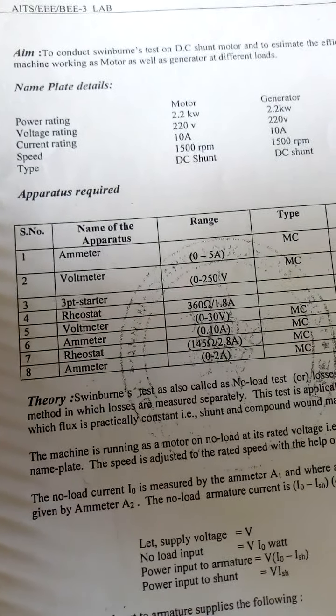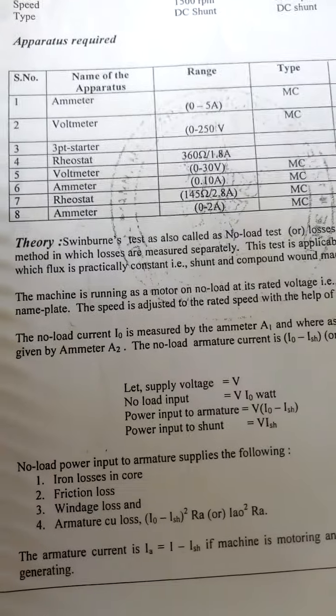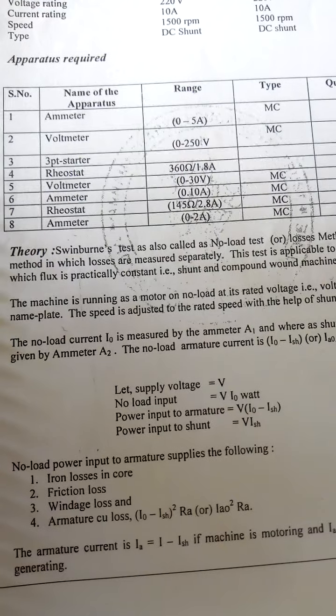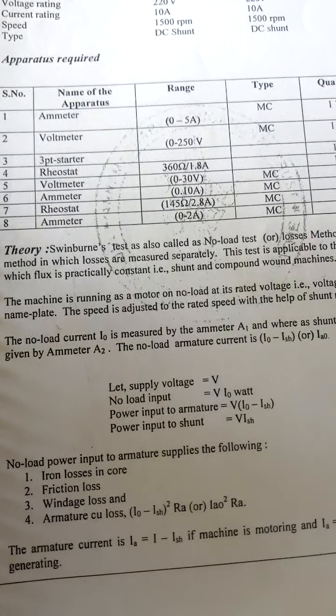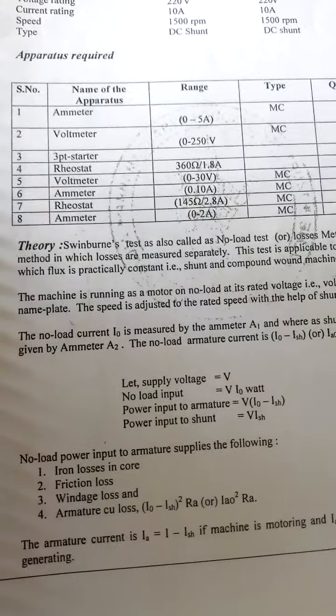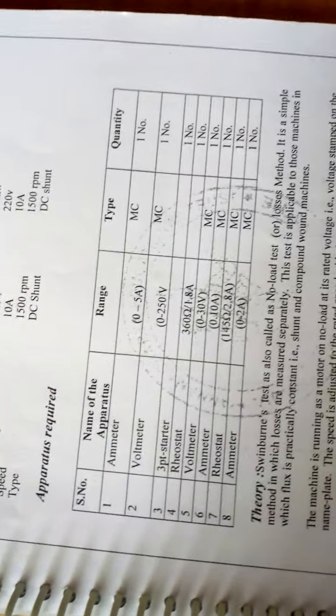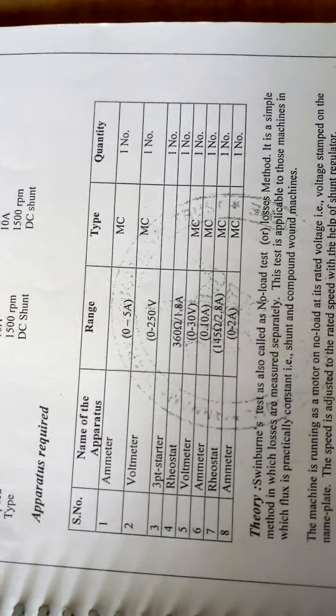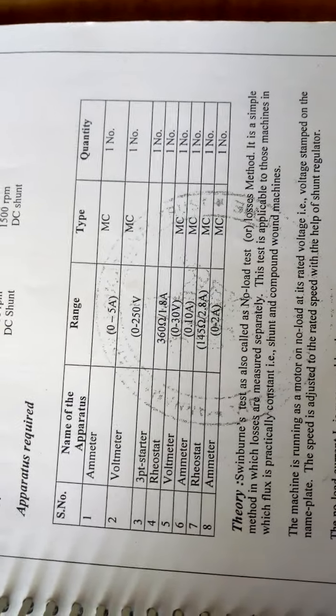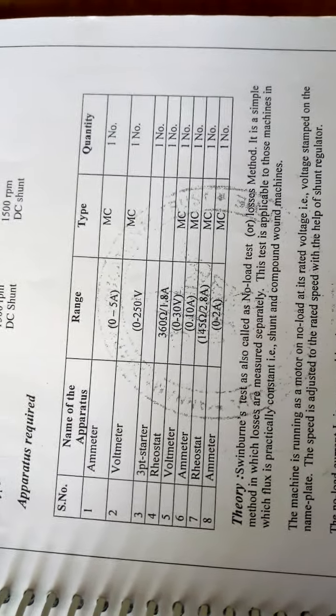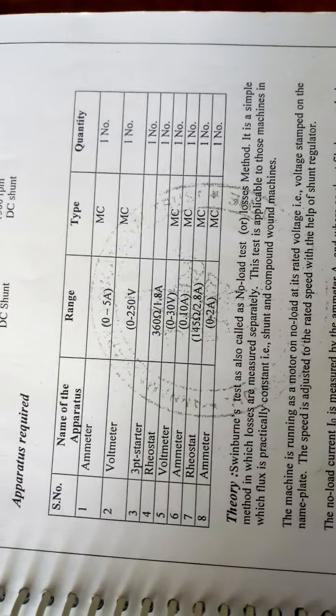Coming to the apparatus required: an ammeter in the range of 0 to 10 amperes, type MC. Voltmeter, range 0 to 250 volts. One 3-point starter. Rheostat, 360 ohm by 1.8 amperes. Voltmeter 0 to 30 volts, ammeter 0 to 10 amperes. Rheostat 145 ohm by 2.8 amperes and ammeter 0 to 2 amperes. These are the apparatus required.